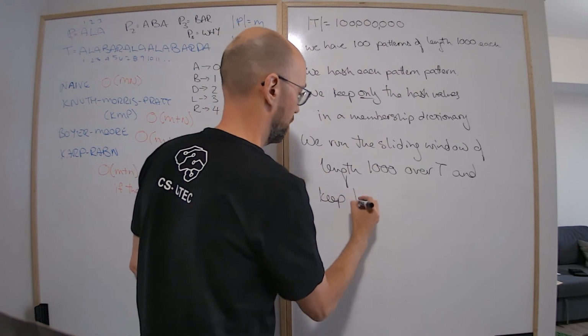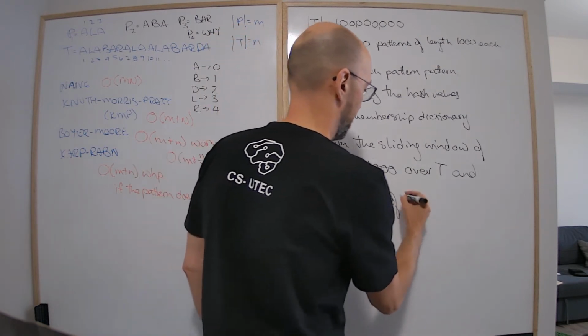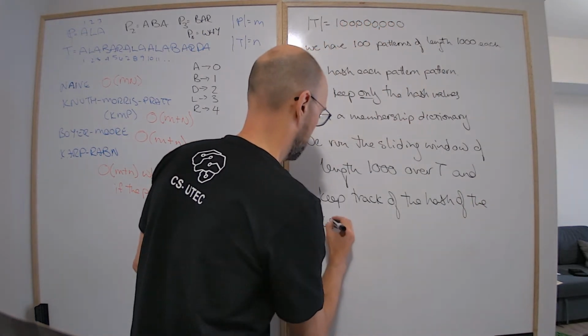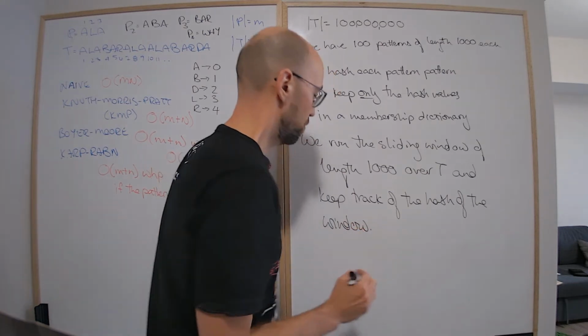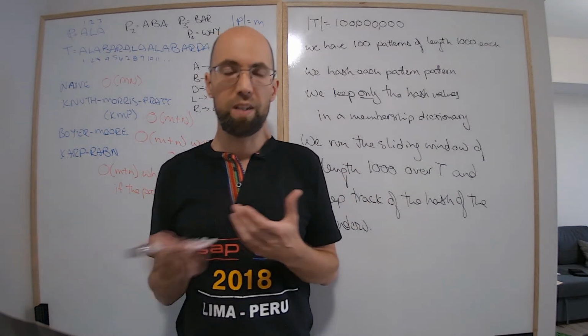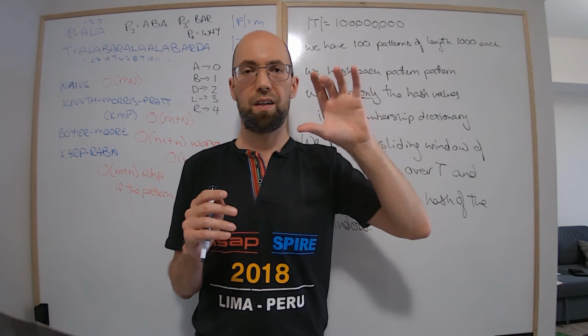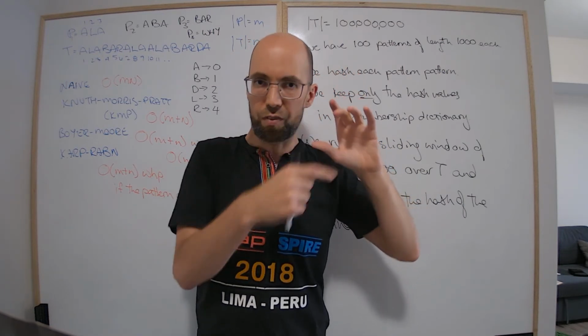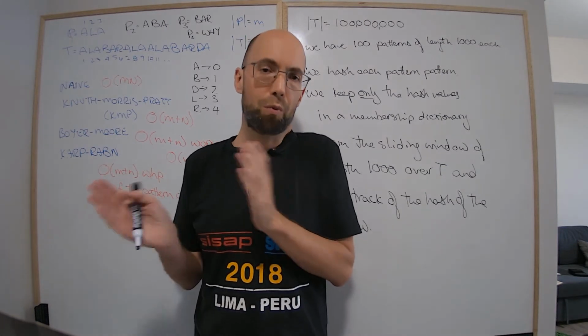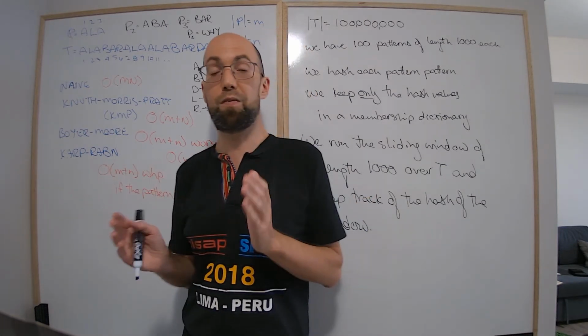Keep track of the hash of the window. So again, whenever we want to slide the window to the right by 1, we have one character coming in, so we take the current hash, we subtract the first number, we multiply by, well, if we're doing base 10, we multiply by 10 and add the incoming number. We're working base 255, so we multiply by 255.